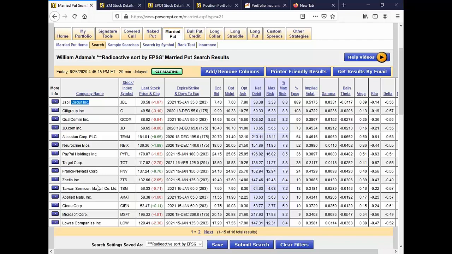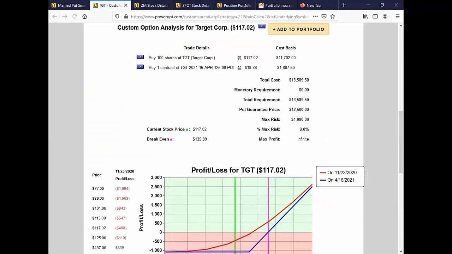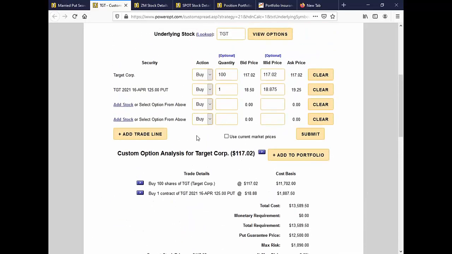I think I like this Taiwan Semiconductor one the best, although Target is good. I'm looking at prices, not really saying that one of these stocks is better than the other. Qualcomm or Target? I'll stick with Target. Okay. Again, not a recommendation or suggestion. I'm just saying based on the prices.